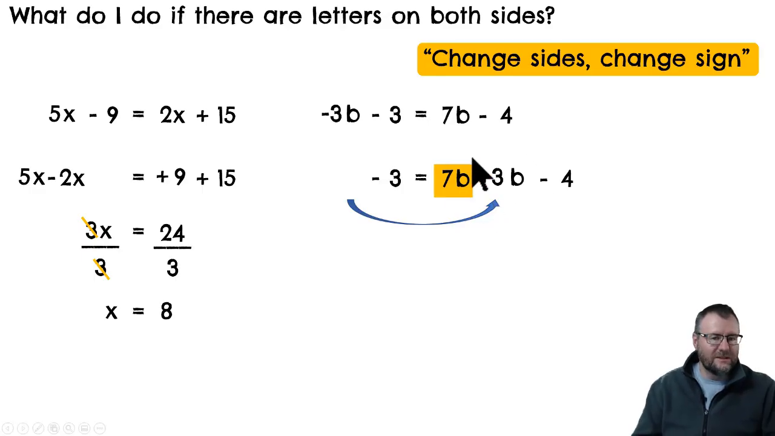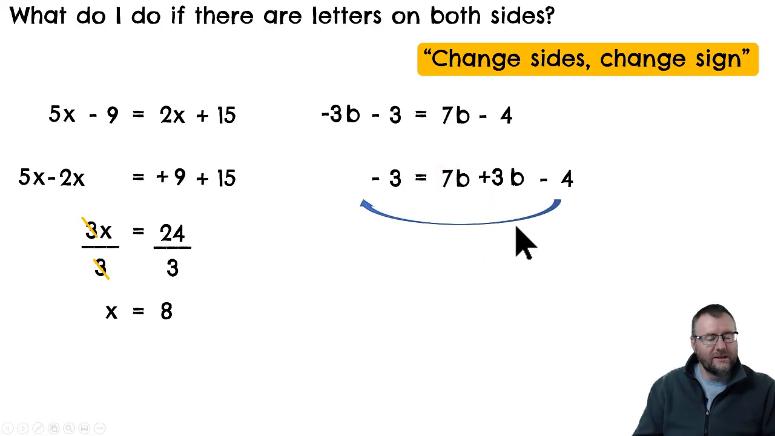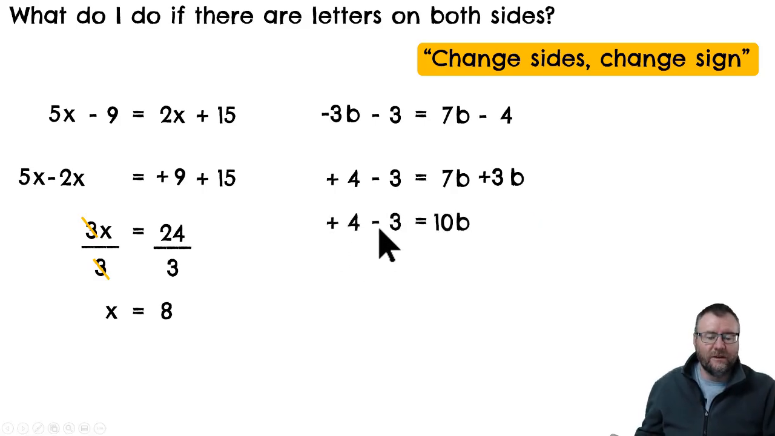Now that I've got my b's all on one side, I need to get this number here, the negative 4, across to the other side. So I'm just going to drag it, change sides, I change sign, and now I can tidy up my like terms. On the right hand side, I've got 7b plus 3b is 10b, and on the left hand side, I've got 1, because plus 4 take away 3 gives me 1. All right, I've got this down to 1 equals 10b.